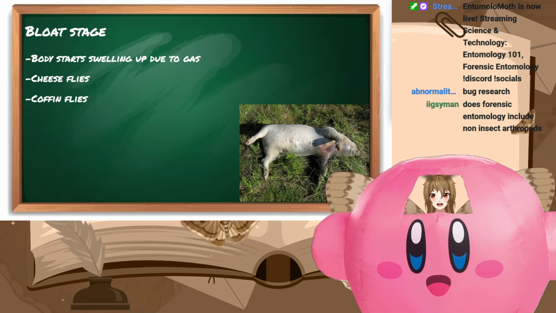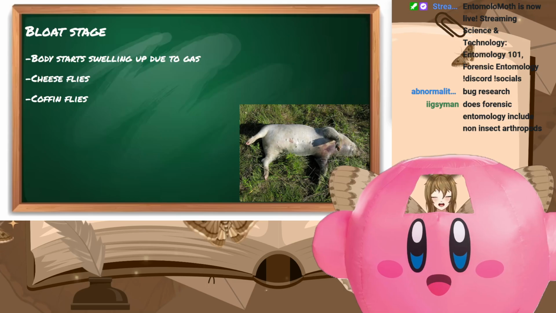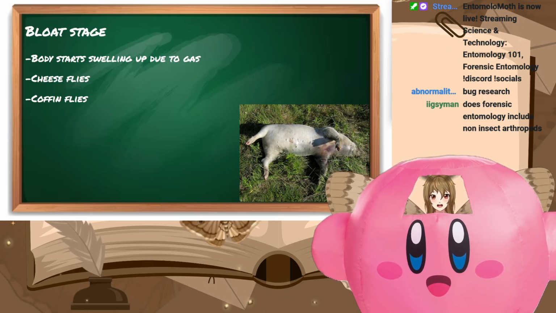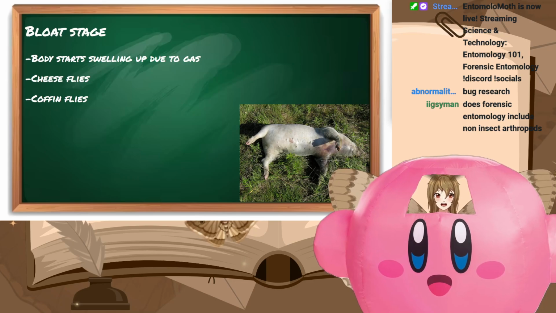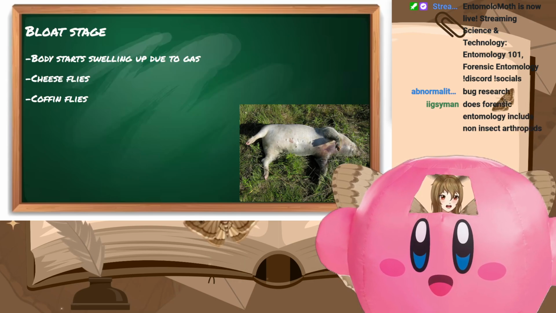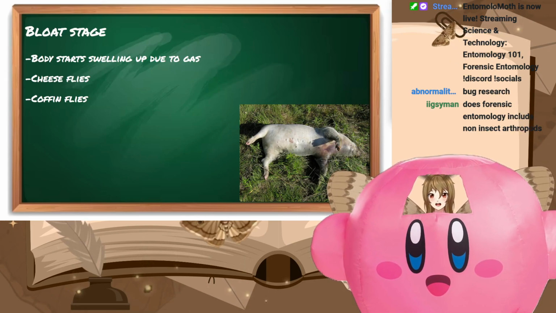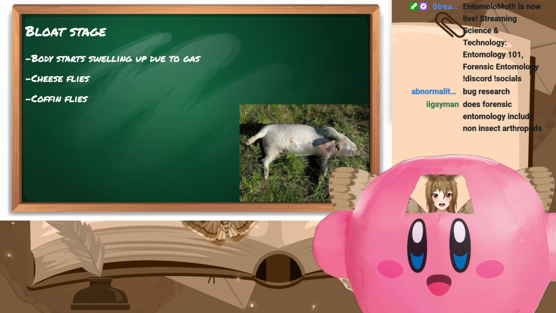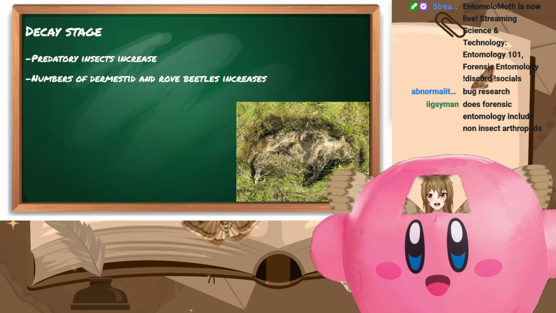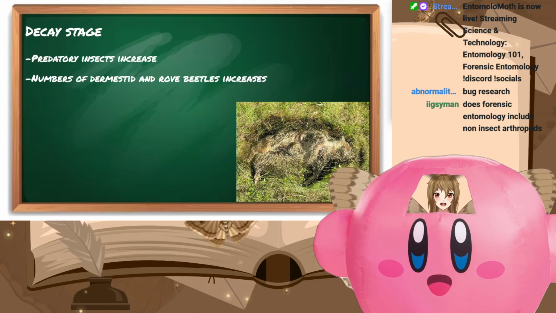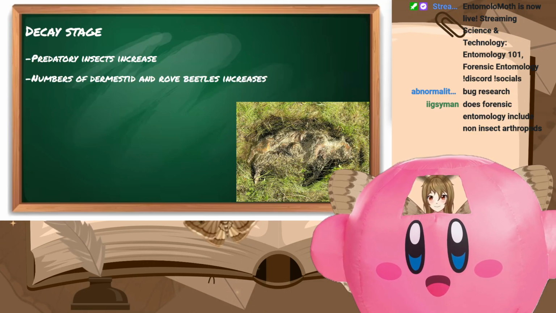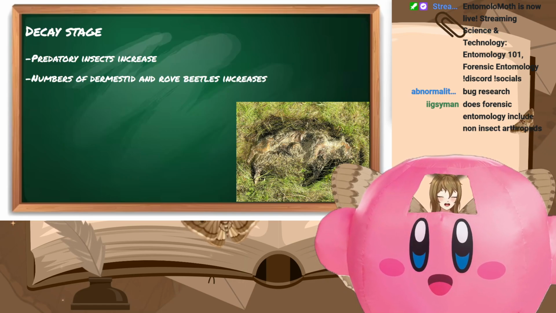Now, in the bloat stage, the body starts swelling up due to gas, and some insects are attracted to these gas and pheromones. Cheese flies and coffin flies usually arrive in this time and also start eating and start being predators to other insects on this. Now, in the decaying stage, the predatory insects increase by a lot. And the numbers of dermestid and rove beetles increase a lot as well.